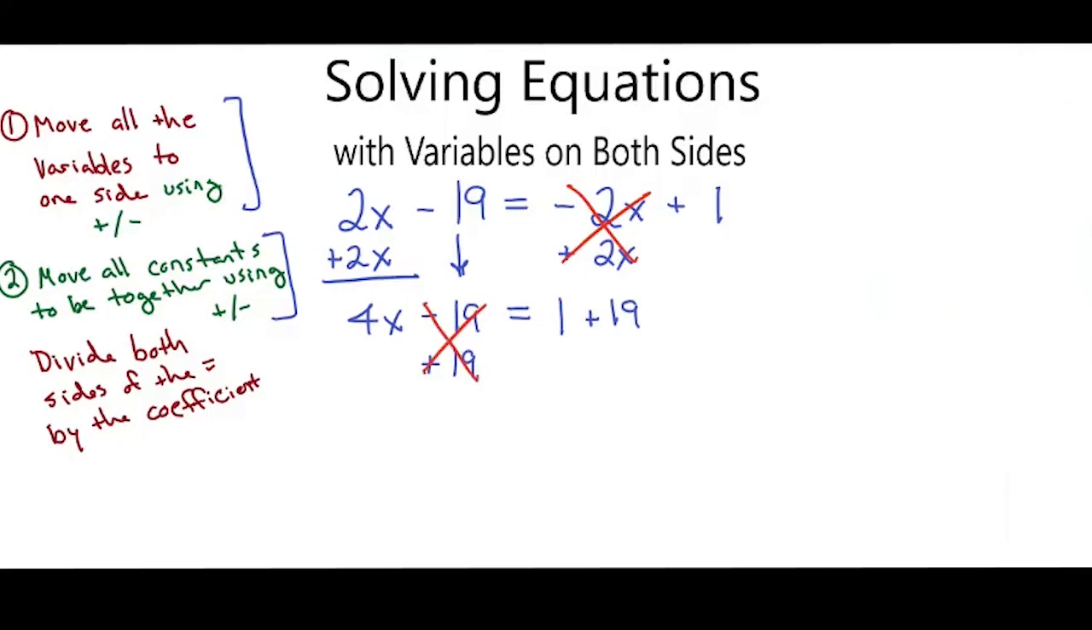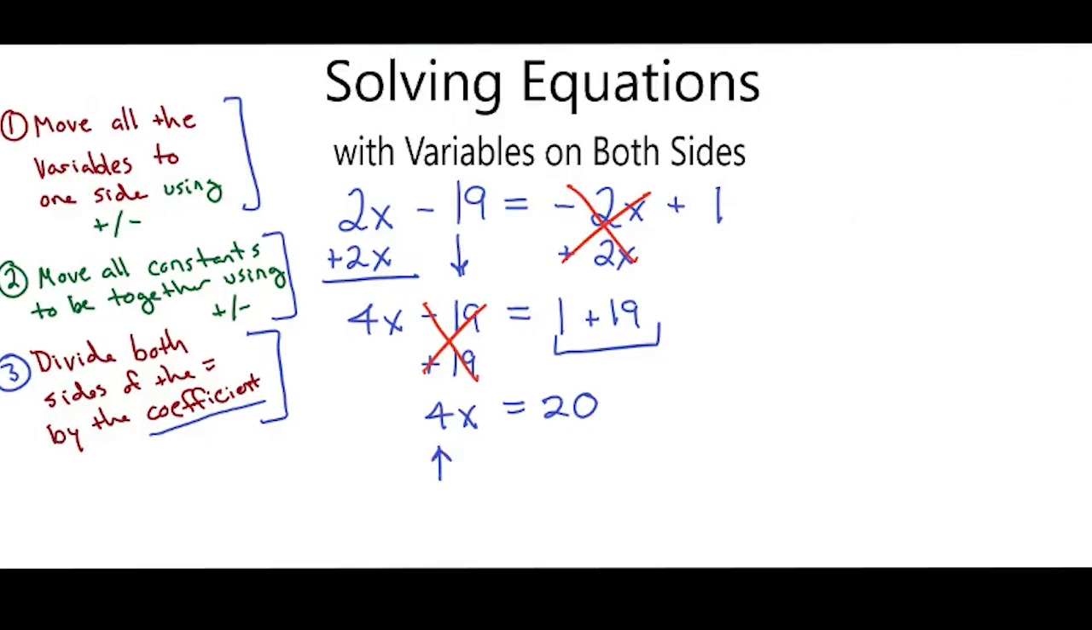All right, these 19s cancel. I am left with 4x equals, well, 1 plus 19 is 20. So the last step, we'll call this one step 3. The last step is to divide both sides of the equal sign by the coefficient. All right, what is the coefficient? That's the number that's multiplied by the variable.